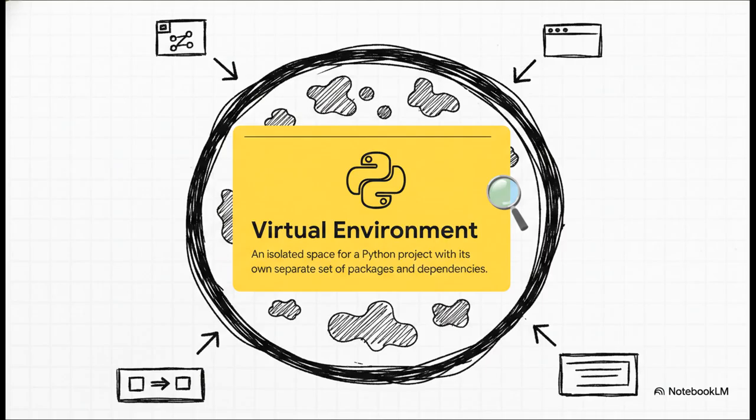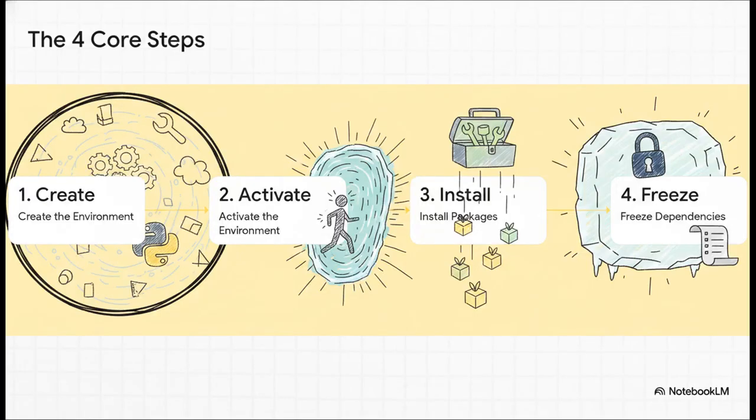It keeps the project totally self-contained and separate from everything else on your computer. In this whole process, it breaks down into 4 super simple, memorable steps. That's it. First, you create the environment. Then you activate it to kind of step inside. After that, you install whatever packages you need. And finally, you freeze a list of those packages so that anyone, including you in the future, can perfectly recreate your setup. Create, activate, install, freeze.